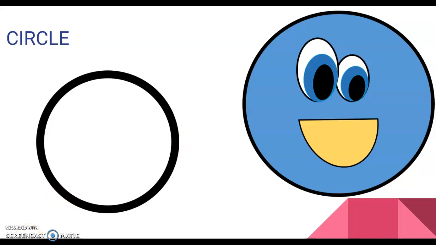This is our first shape, a circle. And a circle has no sides or vertices, but it is curved. Big or small, it's always a circle, and it is a plane shape.